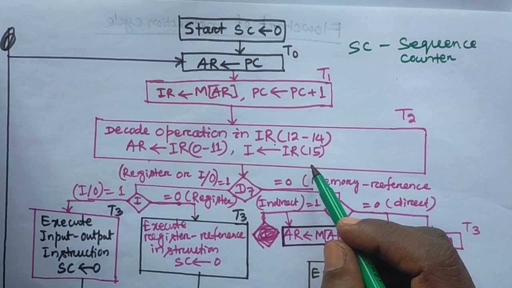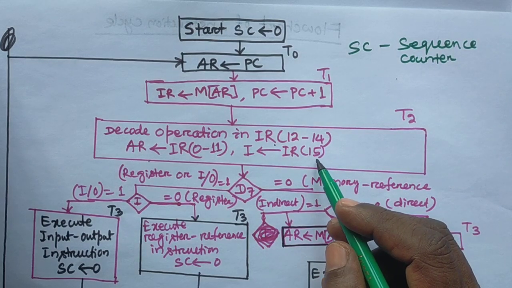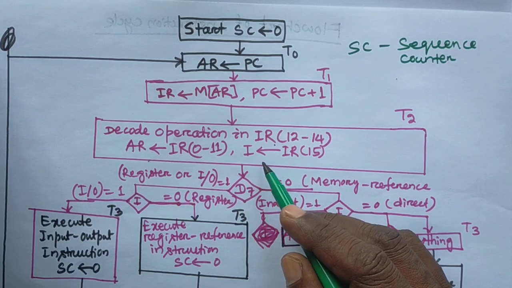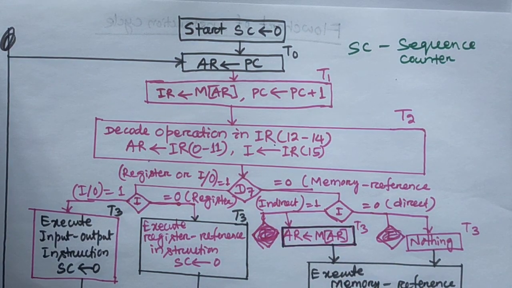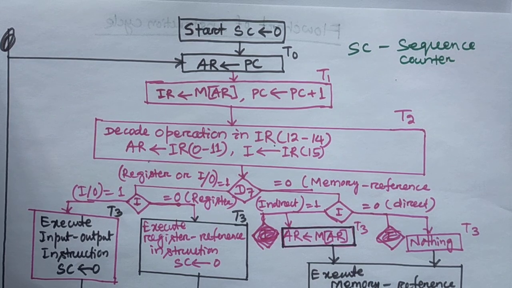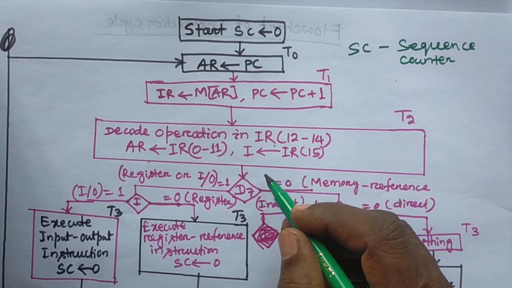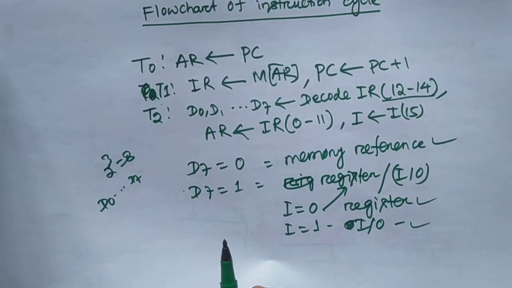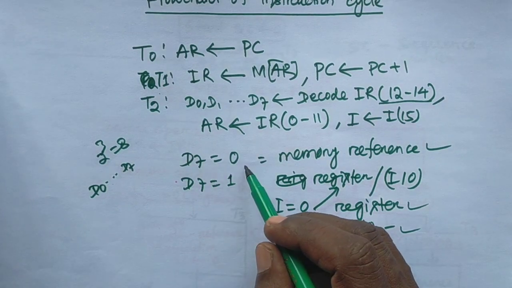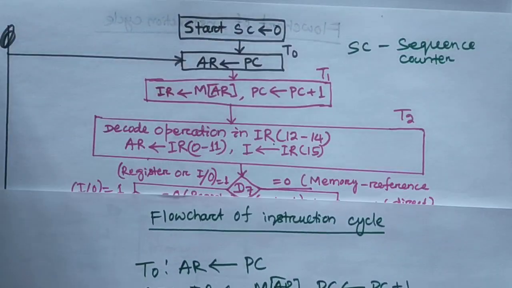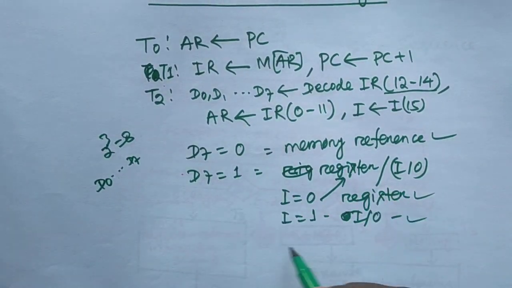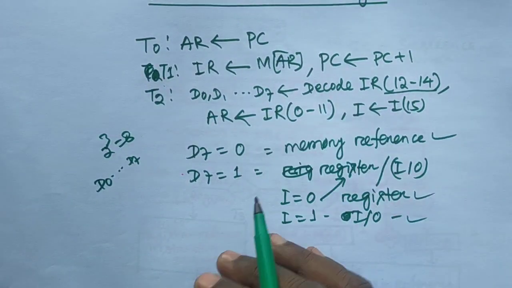The mode part, the last bit, that is the 15th bit of the instruction register, is transferred to I, because the mode is important to identify which reference we will consider. Based on that, execution can be done. So this particular part is defined through D7. I have already told that if D7 is 0, then it is memory reference; if it is 1, then what will we do? What I told previously will be reflected through the flowchart.